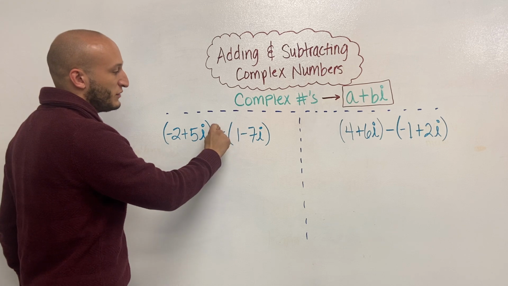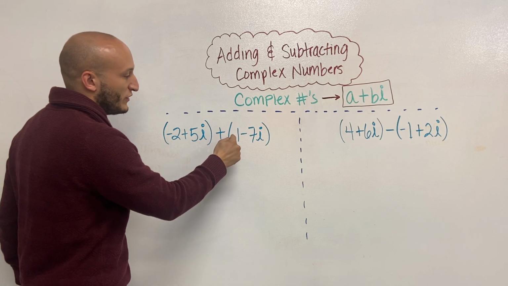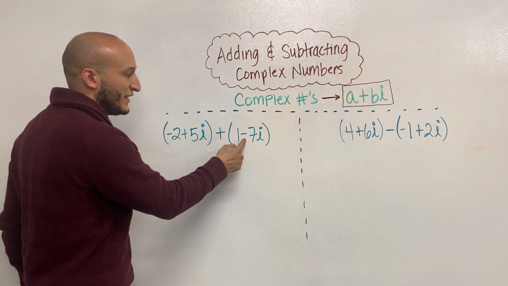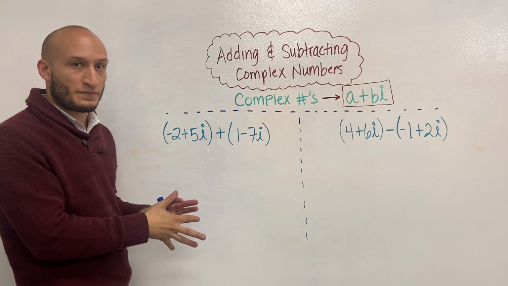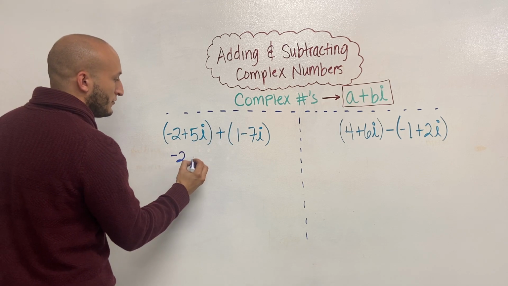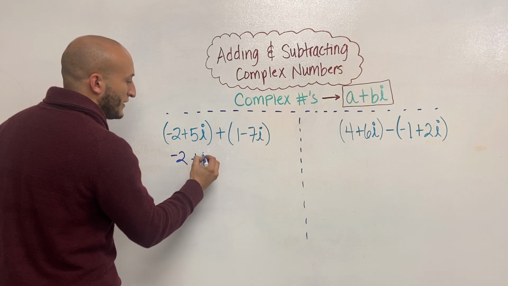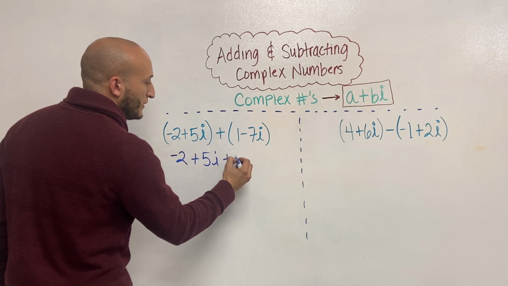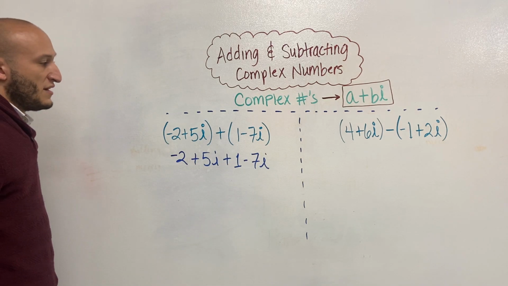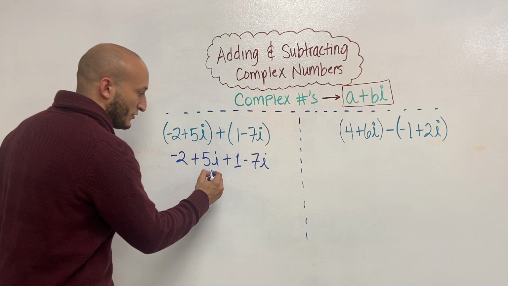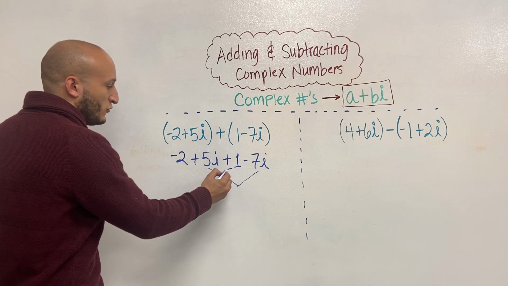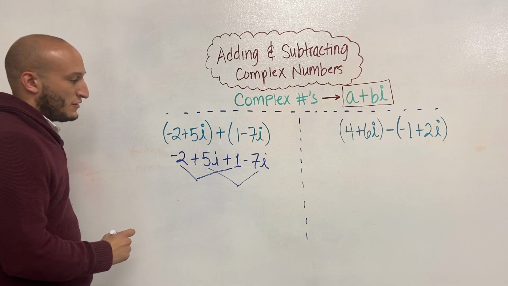If I distributed this plus sign, a plus with a positive is a positive. Positive with the negative is still a negative, so nothing changes. So I can take this off and just write -2 plus 5i plus 1 minus 7i. And it's as simple as combining like terms. So I'm going to combine these two, which are like terms, and the 1 and the -2 are like terms.